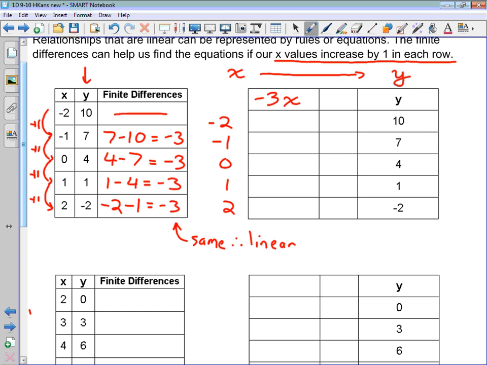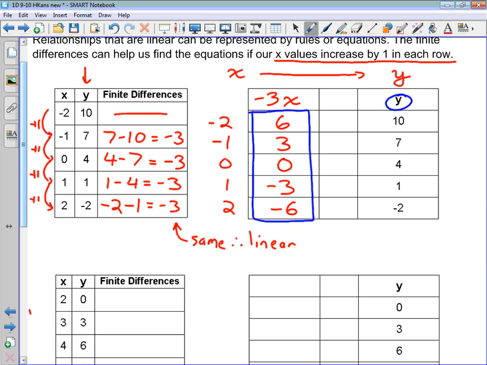So let's see. Negative 3 times negative 2 is going to give us 6. Negative 1 times negative 3 is going to give us 3. 0 times negative 3 gives us 0. 1 times negative 3 gives us negative 3. And negative 3 times 2 gives us negative 6. Okay. Then what do we have to do to these numbers that we've gotten by multiplying our x by that finite difference to turn them into these y values over here?